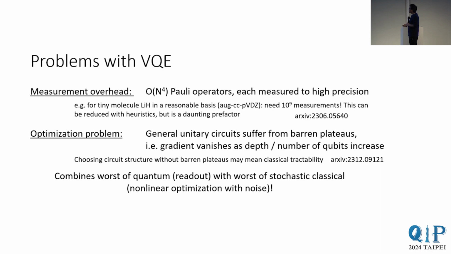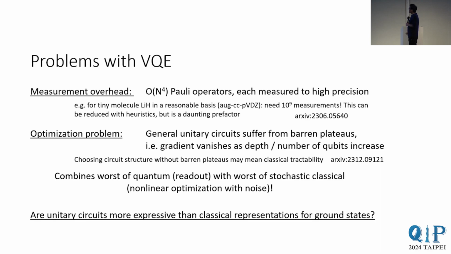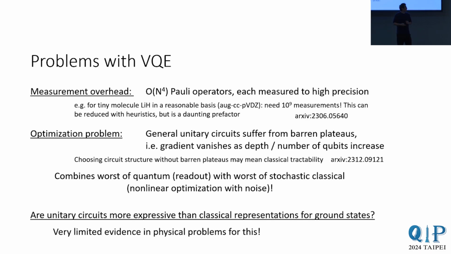But I actually think there's a third problem with it. Perhaps all this would be okay if it was really true that unitary circuits somehow offered this really concise description of the problems that we wanted. We can get over the measurement problem. We can find ways to optimize. But it's not actually clear that unitary circuits are more expressive than other classical parameterizations for the states we want to study. So there's surprisingly limited evidence in physical problems for this.